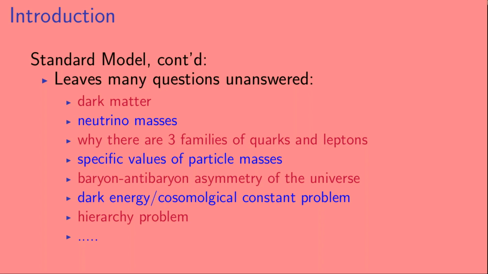The standard model also doesn't explain the baryon-antibaryon asymmetry of the universe, and it doesn't tell us what dark energy is. In fact, when we try to calculate the dark energy of the universe, we get an answer that is extremely wrong. This is known as the cosmological constant problem. And also, the standard model has the hierarchy problem. When we try to calculate the mass scale of the particles of the standard model, we also get a very wrong answer.